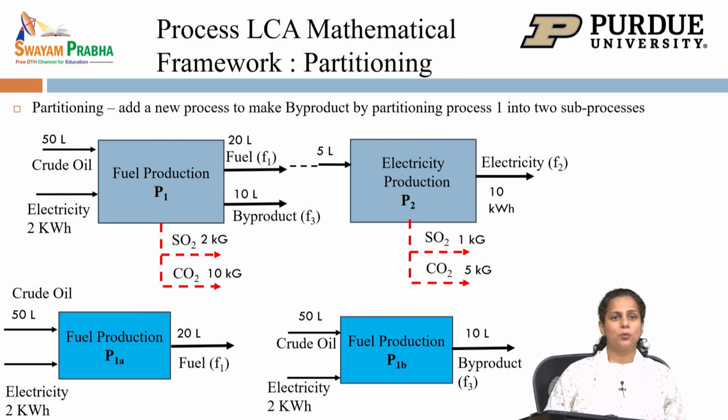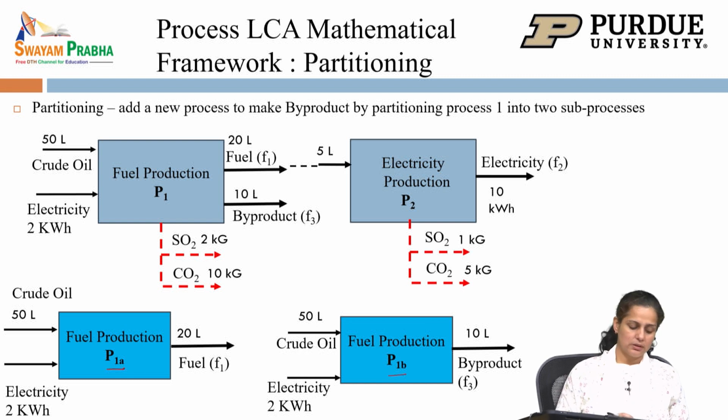To do that, we now divide the fuel production system into two sub processes. So, you have now a fuel production process 1, P1A, and fuel production process B, and you can see that what we have done is that we have partitioned the fuel production process into two different processes. Each of them is only making one product, either fuel or byproduct. Of course, this is not always possible, so this is kind of an assumption, and then we will be giving weightings to each of the resource consumption depending on the volume being produced.